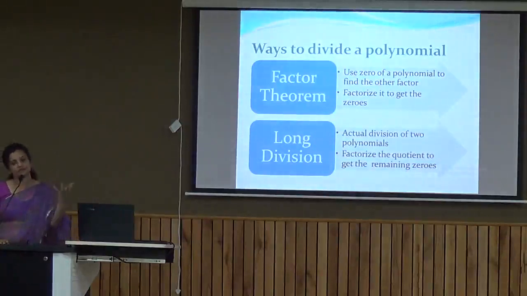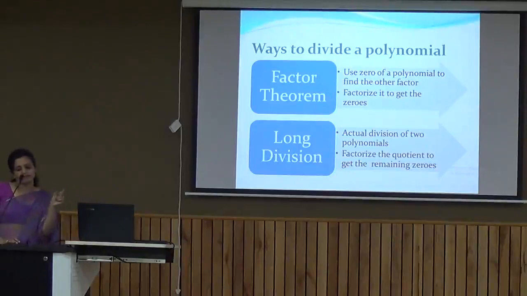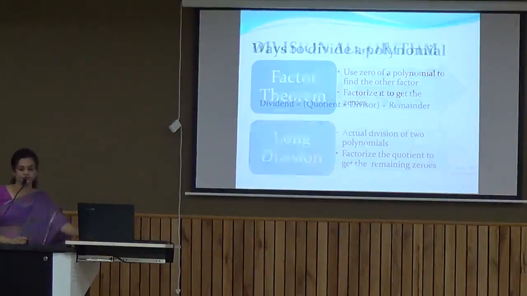The first one is the factor theorem that you must have studied in class 9. What do we do in factor theorem? We get a big polynomial and we use the hit and trial method to find the zero of the polynomial, right? So we get a zero of the polynomial, we form it in the form of an equation, then we divide the given polynomial by that and factorize to get the zeros, right? Now long division is nothing but a part of the factor theorem only, wherein actual division of two polynomials takes place and we factorize the quotient to get the remaining zeros.